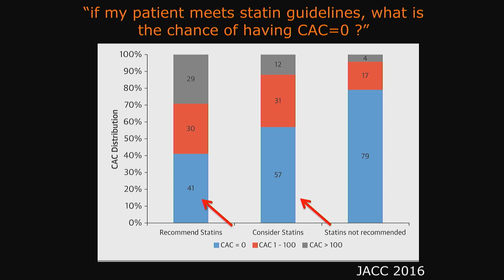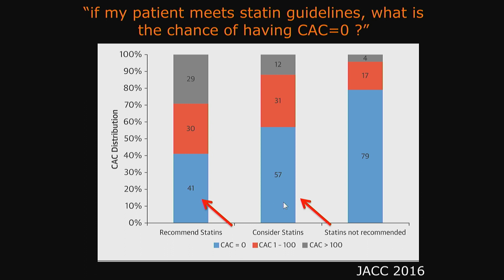In other words, what is the chance that they have no evidence of calcified plaque and correspondingly a very low event rate? Well, among those who are recommended to be on statins, which included patients with an LDL more than 190, diabetics with an LDL more than 70, those that have a risk score using the pooled cohort equation of more than 7.5%, so these are all patients without known ASCVD. In the MESA study, all these patients who are recommended to be on statins by the 2013 guidelines, 41% had a calcium score of 0.